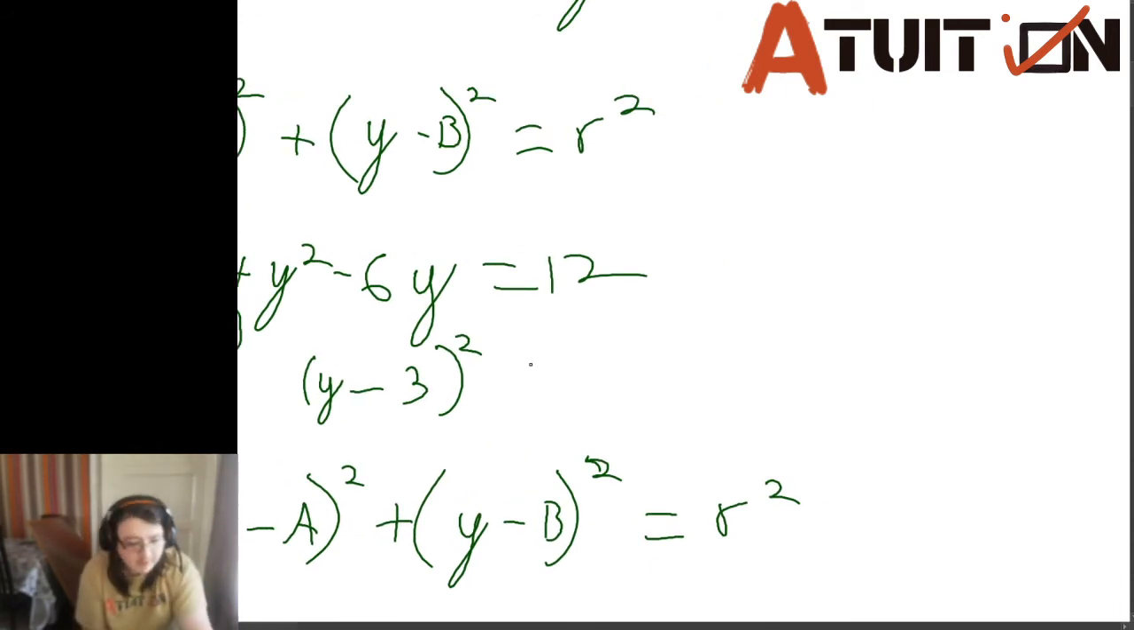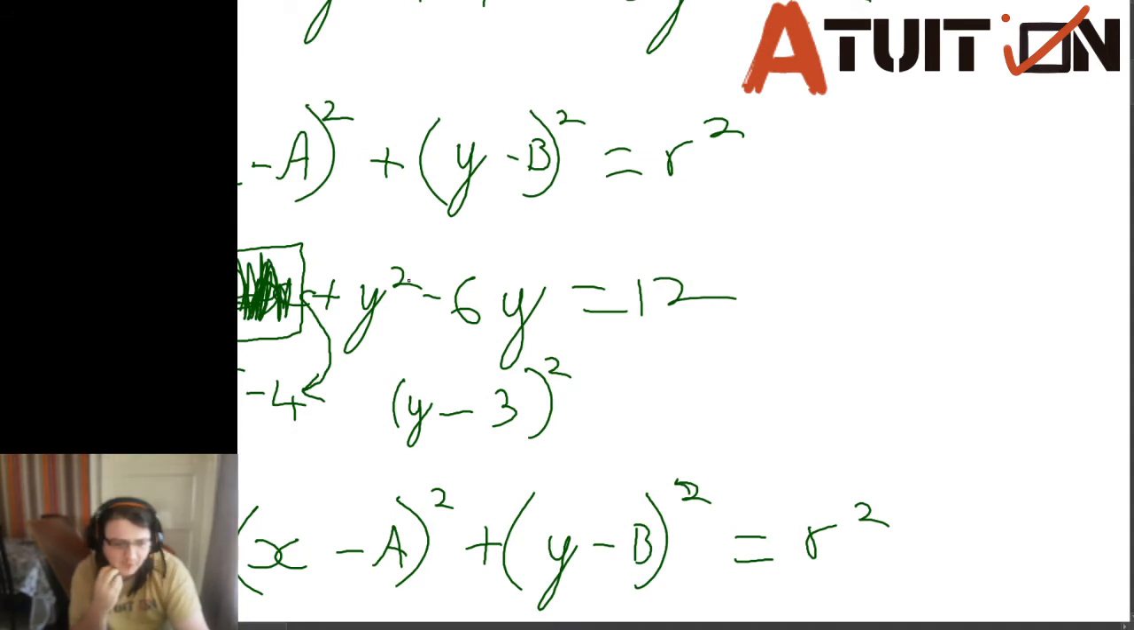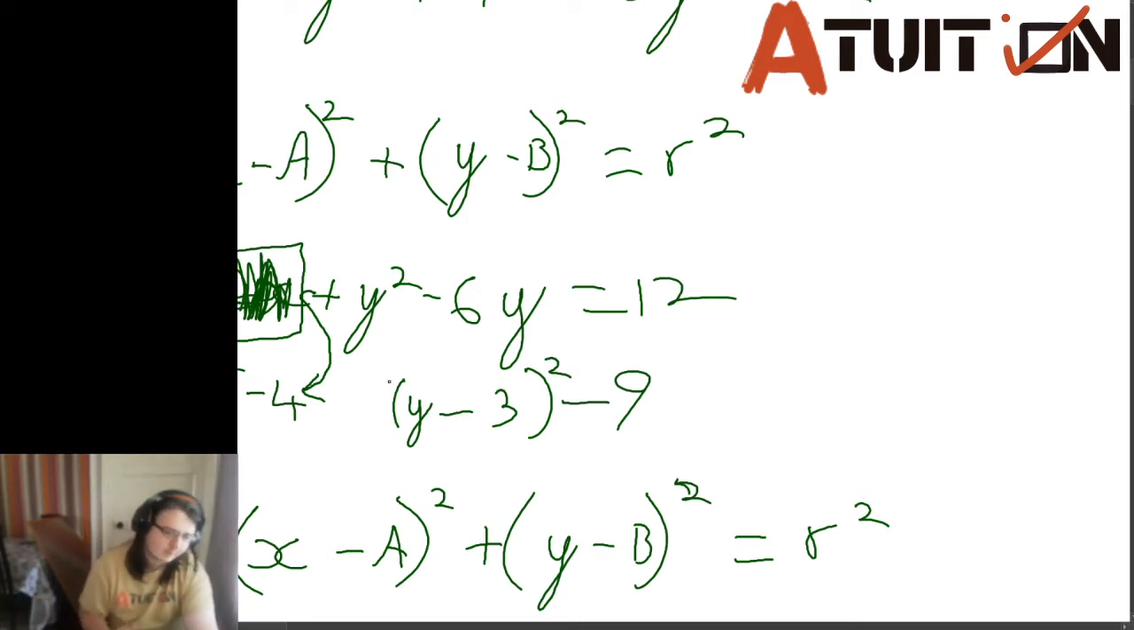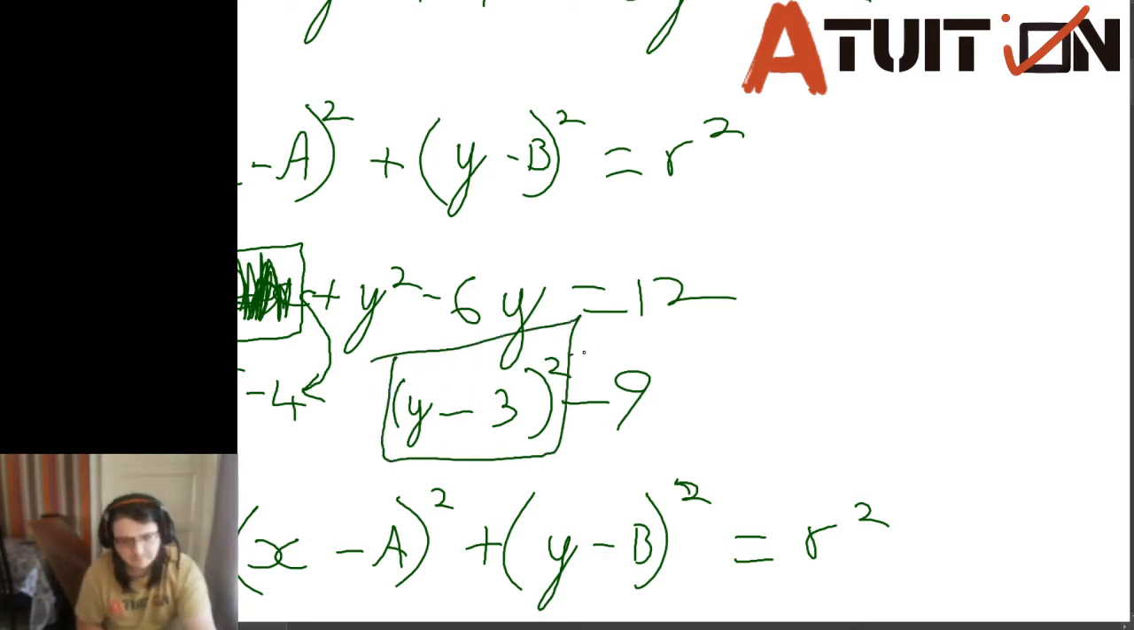But if we multiply out y minus 3 squared, if we have that in brackets and we multiply out the brackets, we end up with minus 3 times minus 3, which is a positive 9. We don't want a positive 9 because it's not y squared minus 6y plus 9. There is no 9. So we need to take the 9 away. The 9 that we get from multiplying out these brackets. That completes the square. This is the square. This completes the square.